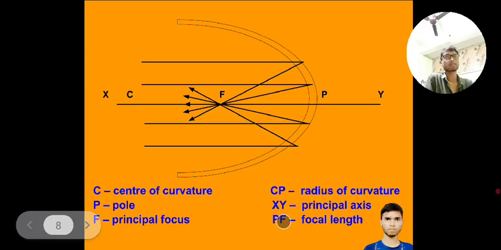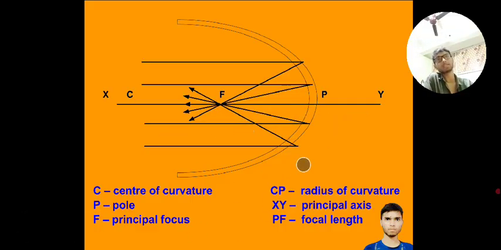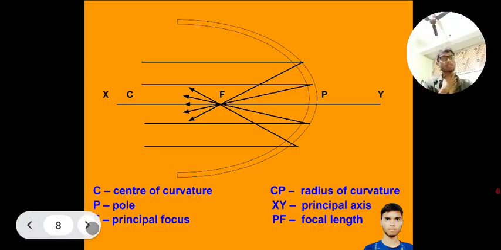Principal axis. This is the pole, and CP is the radius. FP would be the focal length, PF. Now this is done.